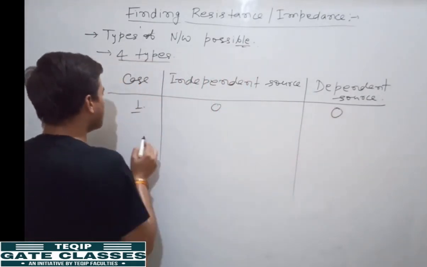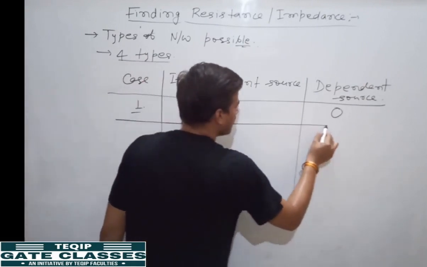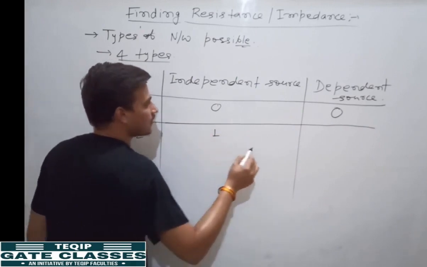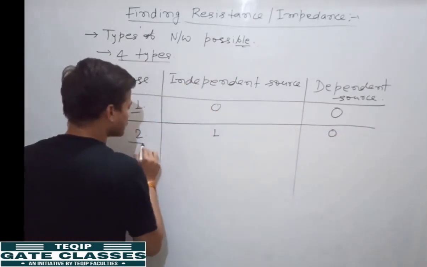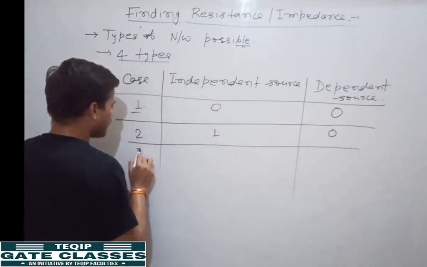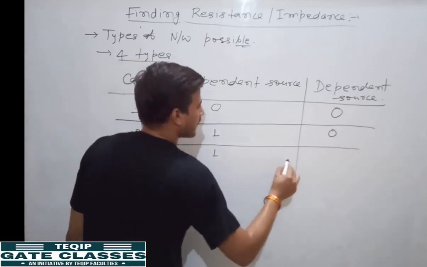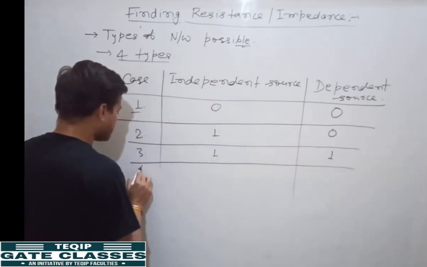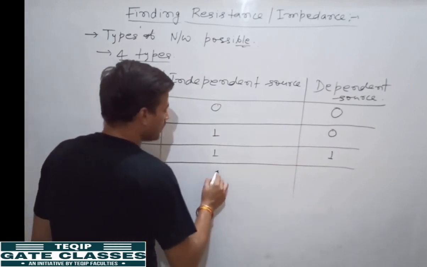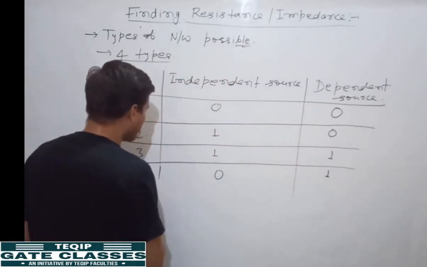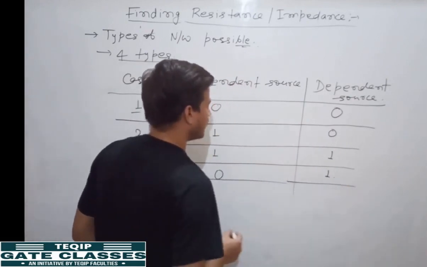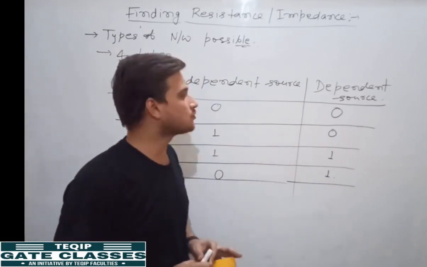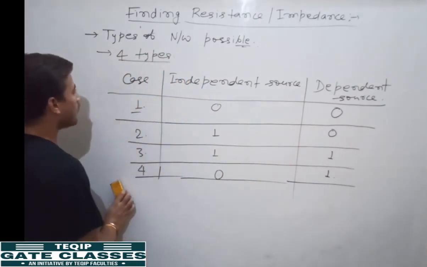That means the network will have only resistor, inductor and capacitor. Second case is, you will have one independent source and there will not be any dependent source. Third case is there will be independent source as well as dependent source. And fourth case is there will be only dependent source present in the network. So we have to discuss all the four cases. We'll write the methods to find the equivalent resistance or impedance.